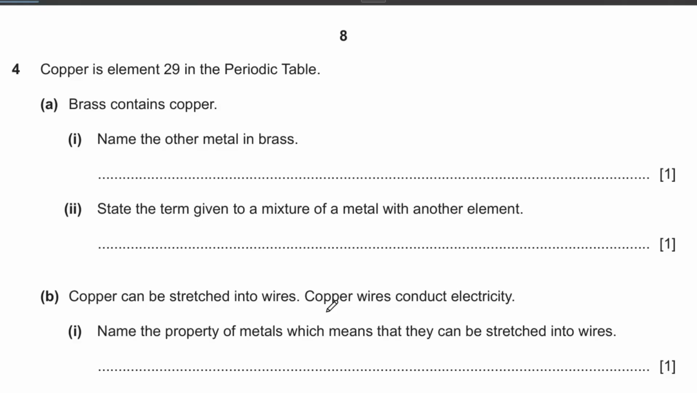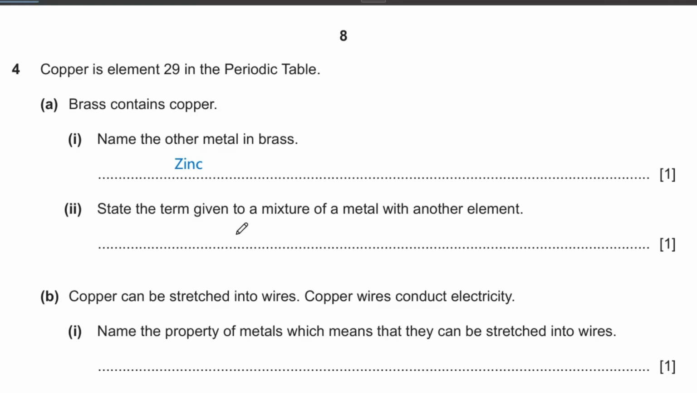Let's continue. Question 4. Copper is element 29 in the periodic table. Brass contains copper. Name the other metal in brass. So the name of the other metal in brass is zinc. So zinc plus copper will give us brass.